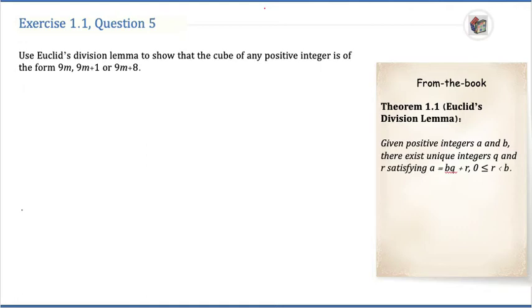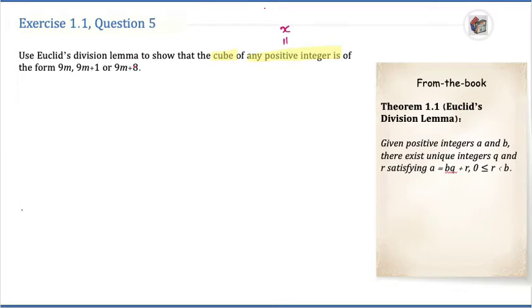Exercise 1.1, question 5. Use Euclid's division lemma to show that the cube of any positive integer, again I'm going to call this x, is of the form... This is very similar to question number 4 of this exercise. I encourage you to watch that first if you haven't already. So you have to use the lemma to show that the cube of any positive integer is of the form this, or that.